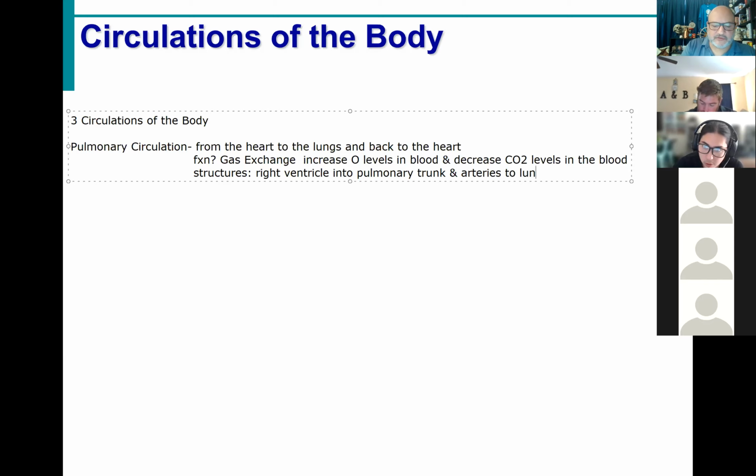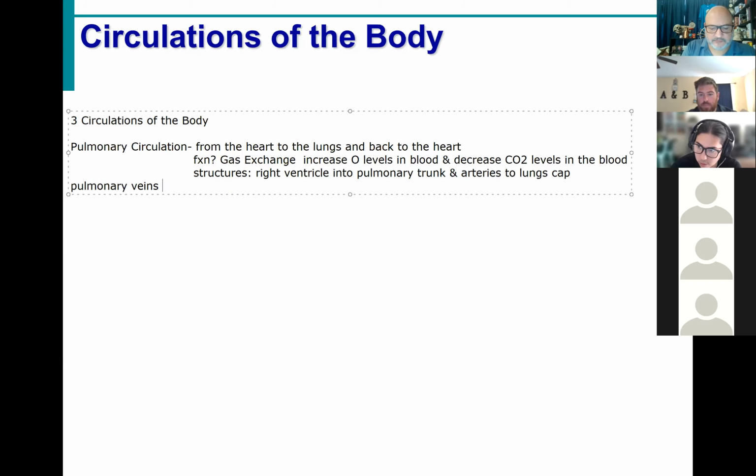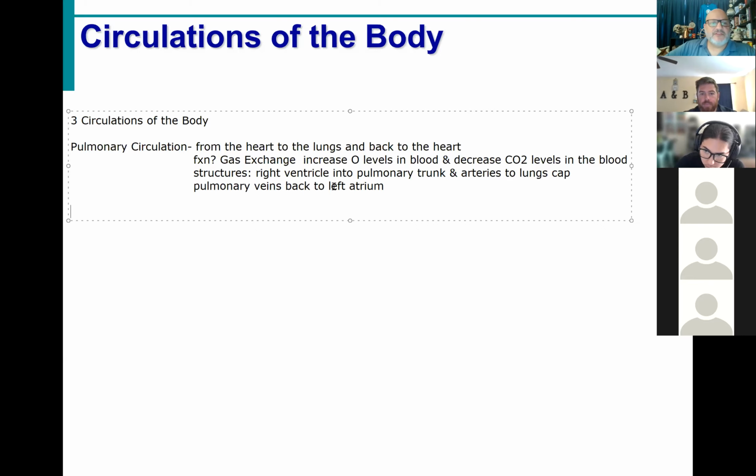right, to the lungs, gas exchange in a capillary, pulmonary veins back to what, a final structure of the heart? Left atrium. Excellent. Perfect. There you go. Excellent. What's the second circulation?